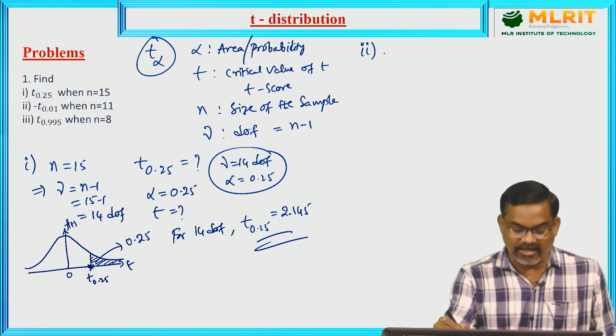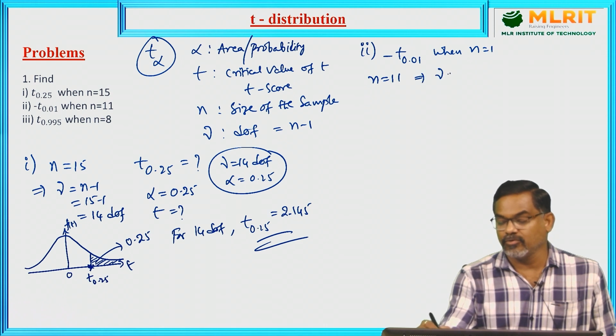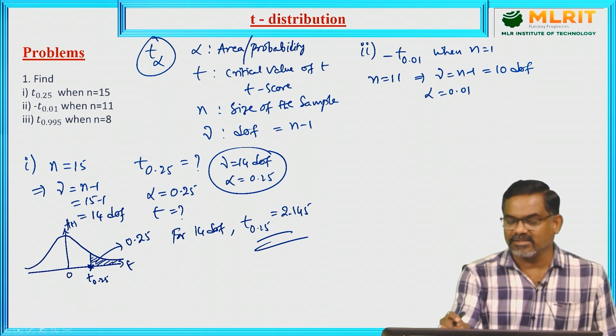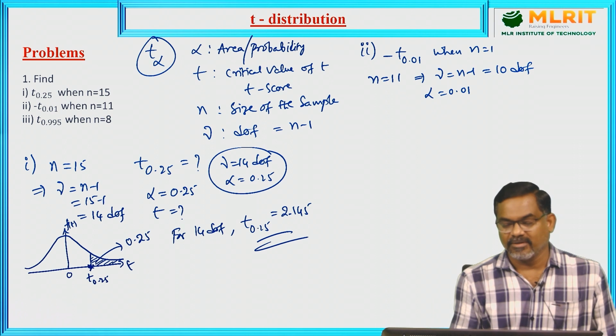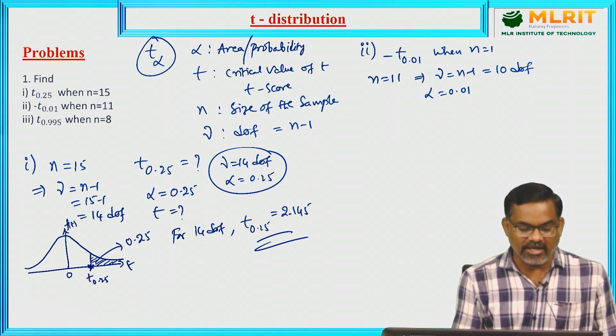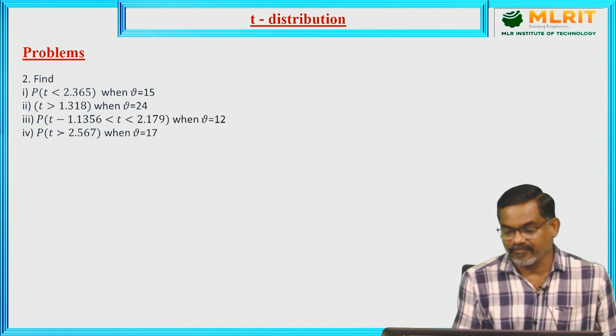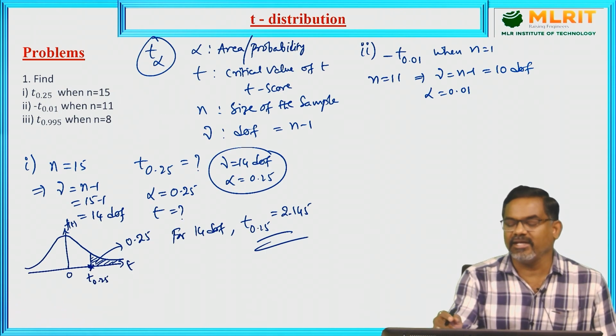Second, minus t 0.01 when n equal to 11. So, n equal to 11, that implies nu is n minus 1, 10 degrees of freedom, and alpha is 0.01. Simply it is a negative value. This minus t 0.01 is the corresponding negative portion. So, we need to calculate this value when n equal to 11. No need to use any formula here.